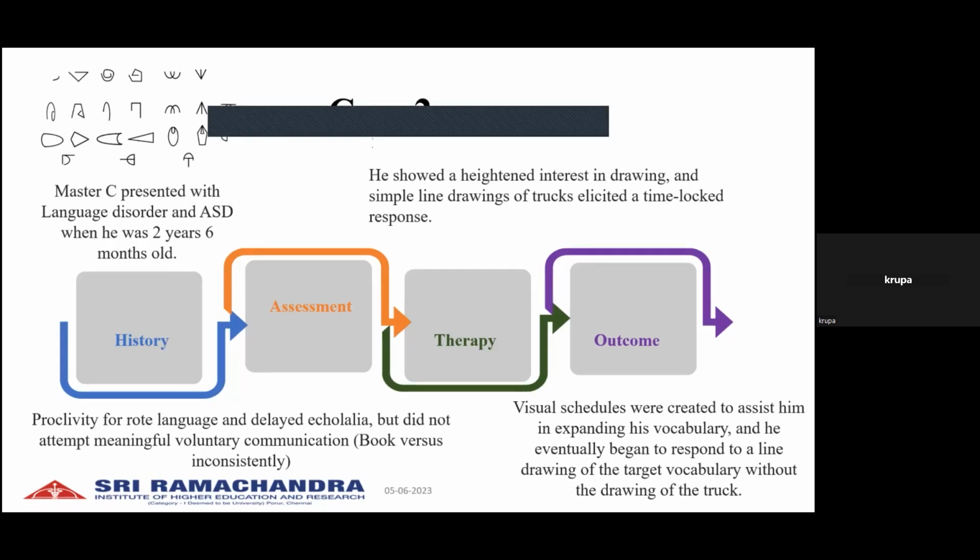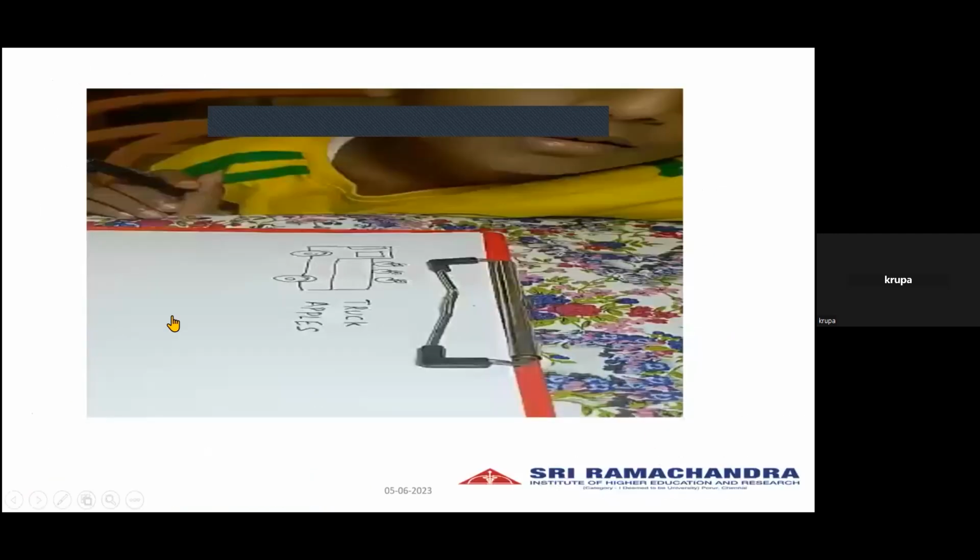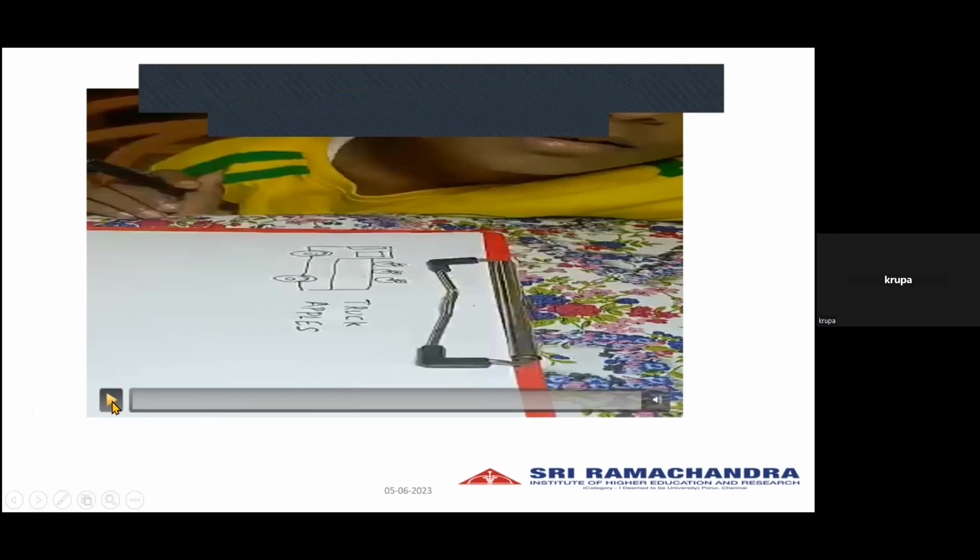Slowly we started getting a time-locked response, and his vocabulary increased even without the truck, which was the initial point of stimulation for me. The child started responding. Here is a glimpse of that child's response, played with the consent of the mother, just to recreate how we worked. The child is now 8 years old.